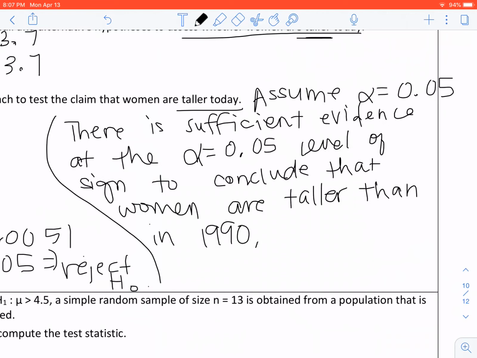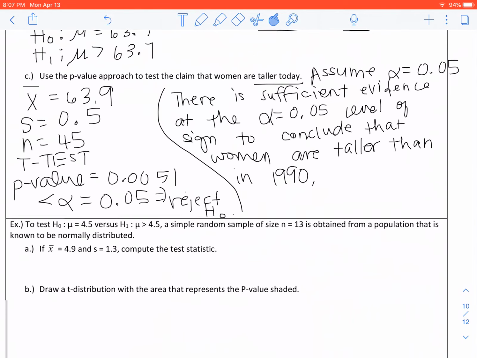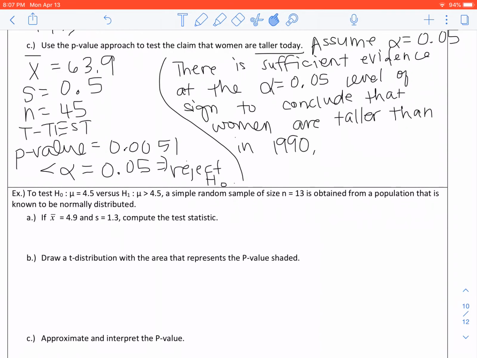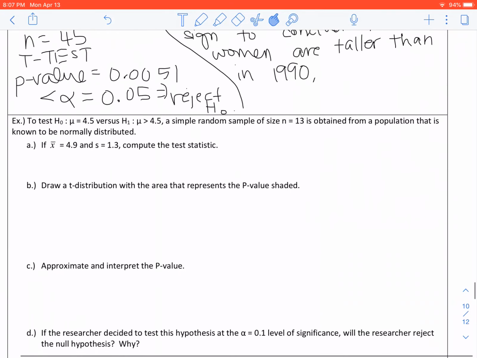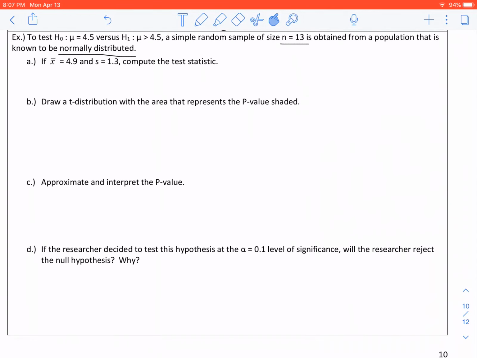There's an example right below this. It says to test H naught, which is going to be mu equals 4.5 versus our alternative, which is greater than 4.5. A simple random sample of size n is 13 is obtained from a population that is known to be normally distributed. We need to know that because our sample size is small. Our sample size is only 13, so it needs to be coming from a population that is normal. Otherwise, we cannot conduct this test.